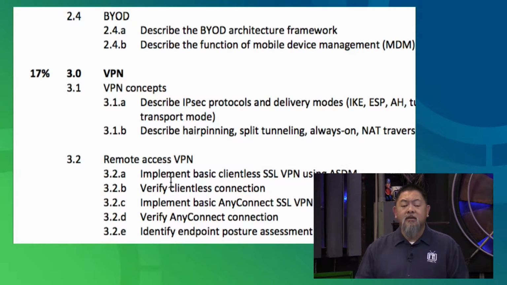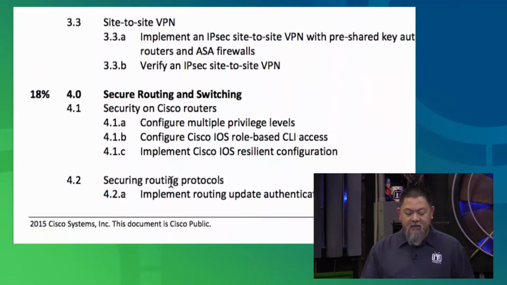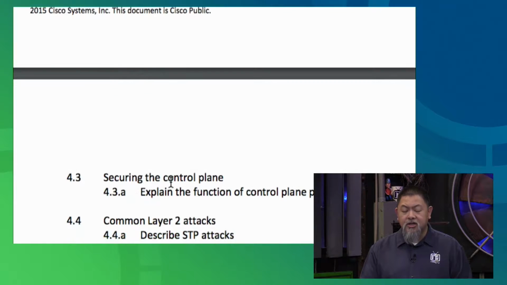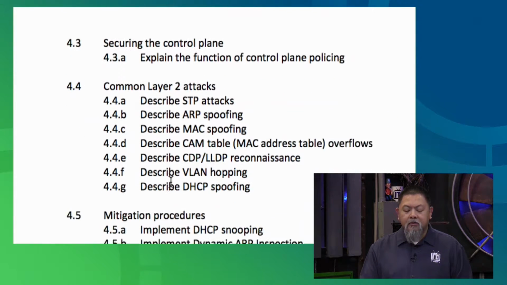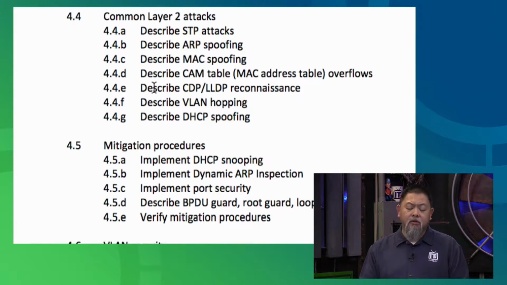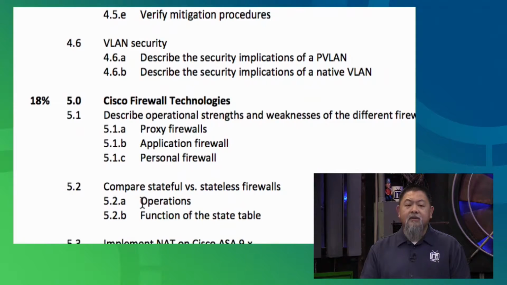We'll spend a good deal of time implementing VPNs, whether they're remote access VPNs or site-to-site VPNs. Then we will also go into configuring switching and routing and its operations. We'll look at implementing routing protocols with authentication as well as securing access there. We'll secure the entire control plane, as well as talk about how we configure our switches to prevent things like layer 2 attacks. And then, of course, even basic VLAN security and setting what we call private VLANs.